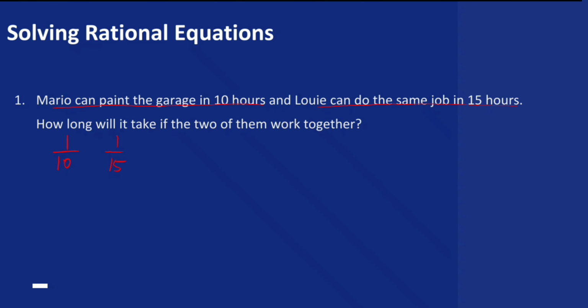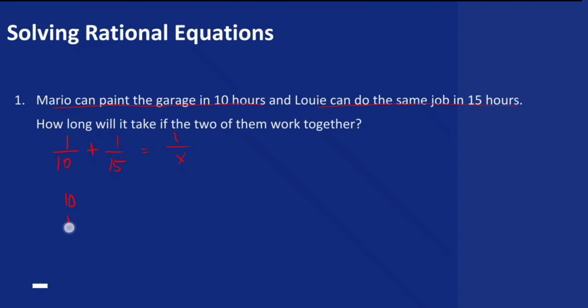So that means if they combine working on one garage, the operation is addition. How long will it take for them to finish one garage? So that is one garage over how many hours? So this is already your rational equation. And to solve for this, the same method as we did during the past examples, just find the LCD. So our LCD is found by factoring your denominator.